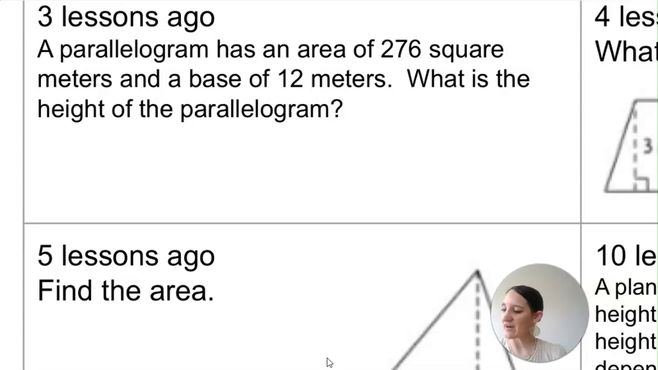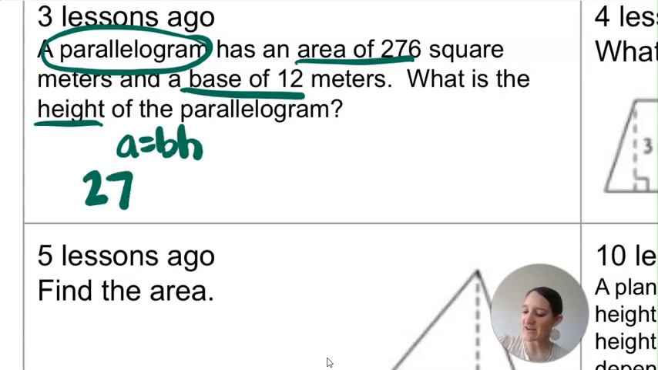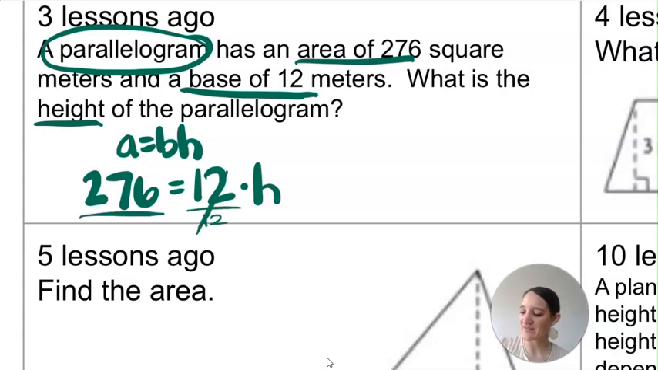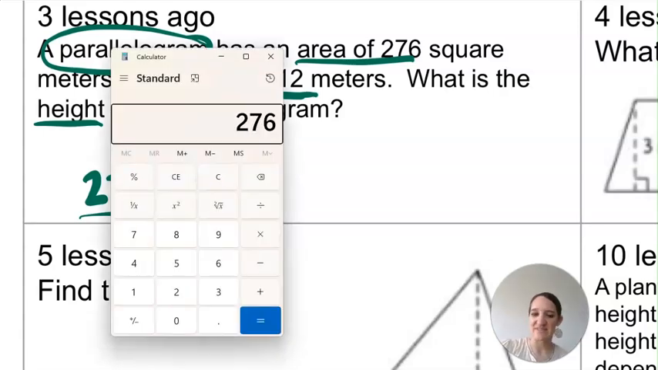A parallelogram has an area 276 square meters and a base of 12 meters. What is the height? All right, hey, it's a parallelogram again. So we know we'll go base times height. It gives us the area. It gives us the base. And we are looking for the height. How do we do this? Divide by 12. Get your calculator out. And go 276, divide by 12.